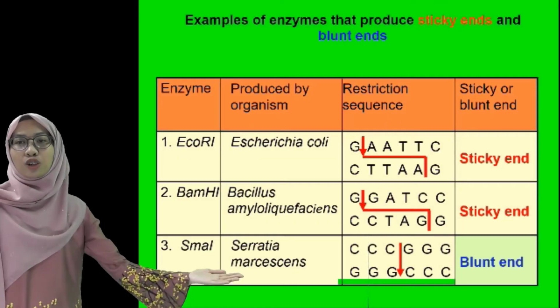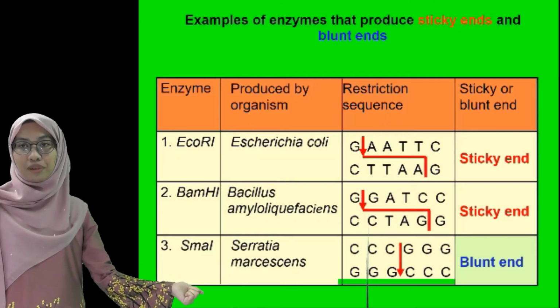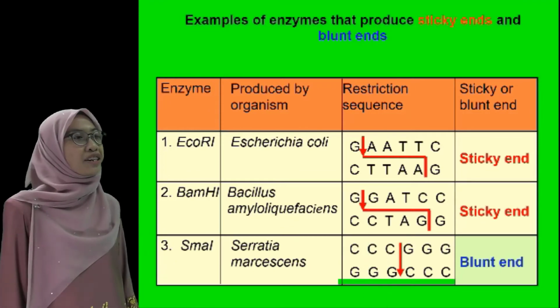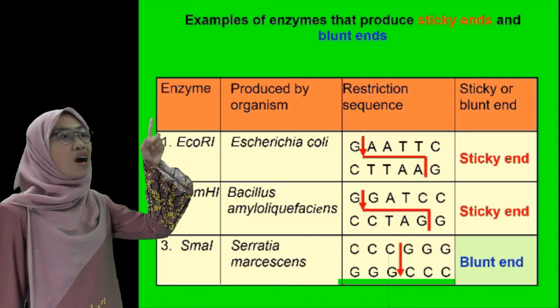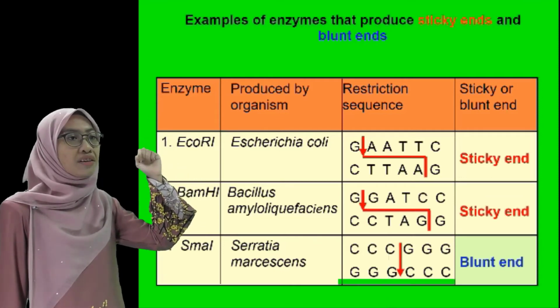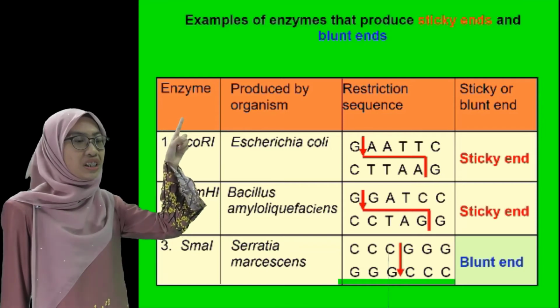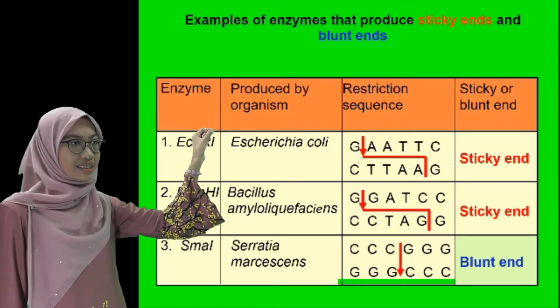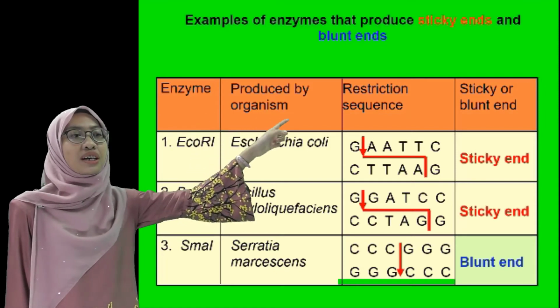The table shows examples of restriction enzymes and the organism that produces the respective enzyme. So let's look at the first enzyme, EcoR1, produced by Escherichia coli. At the restriction point, between G and A, there will be a cut at both strands. Thus, this will produce sticky ends.